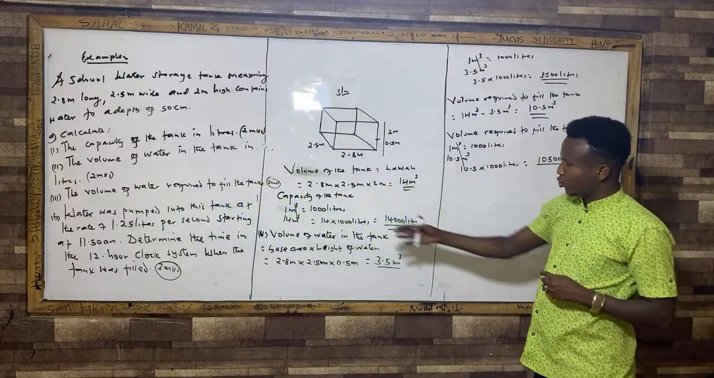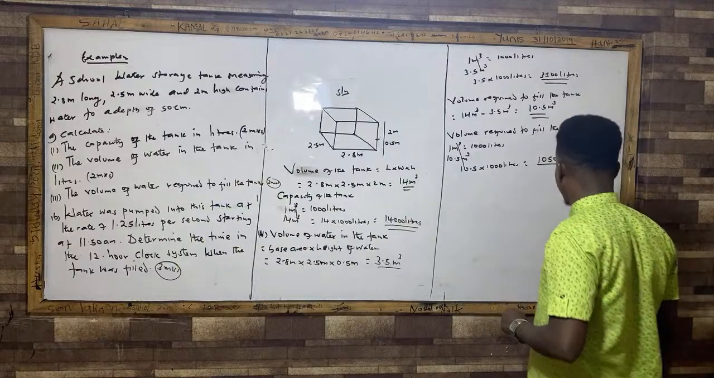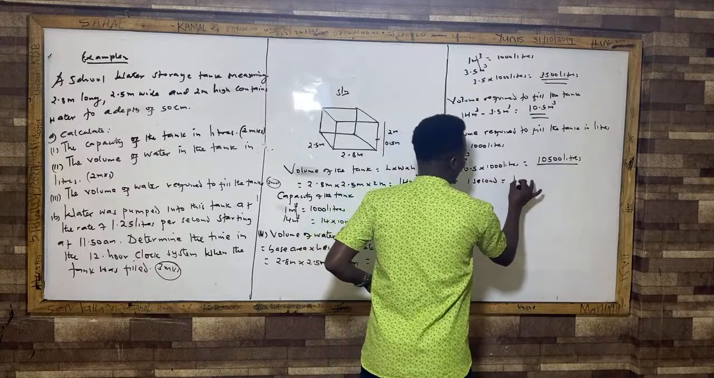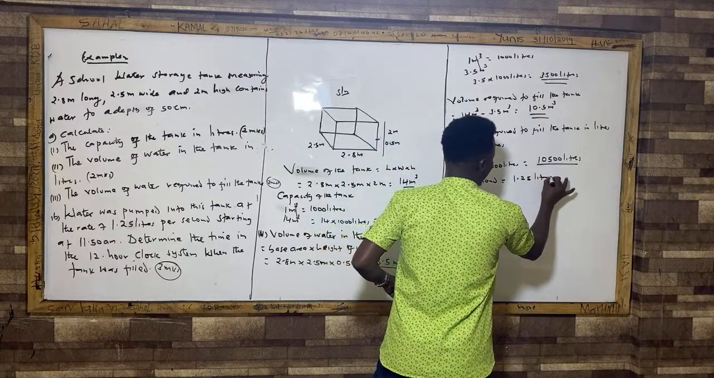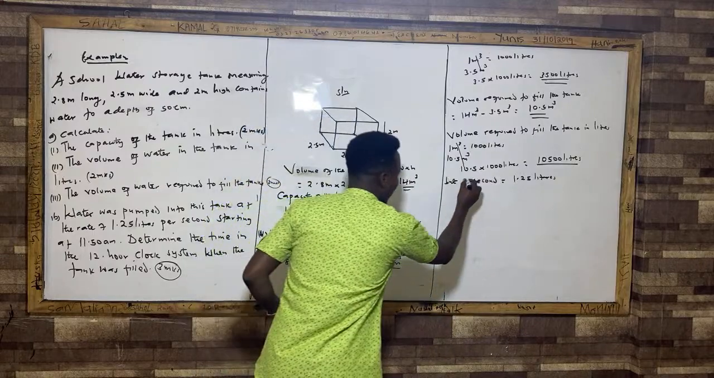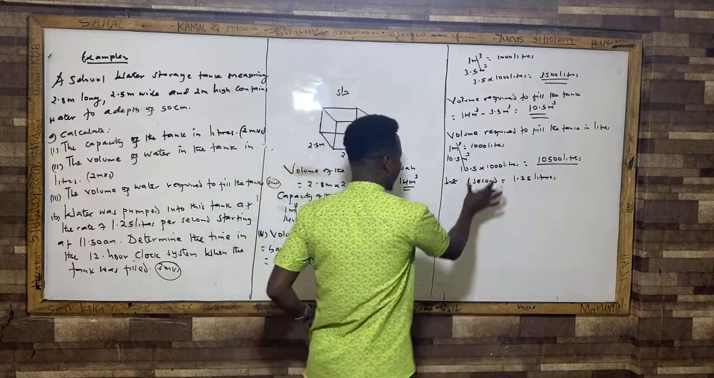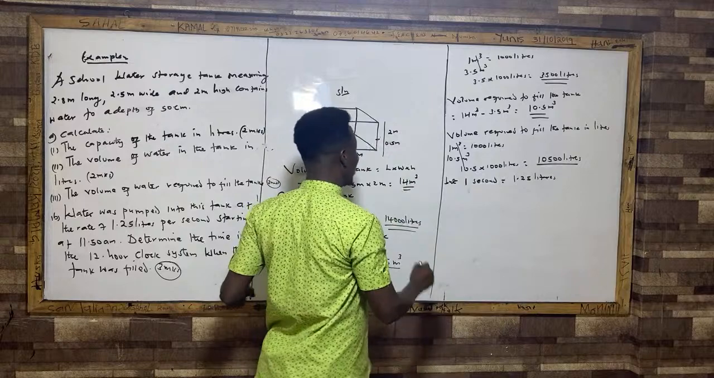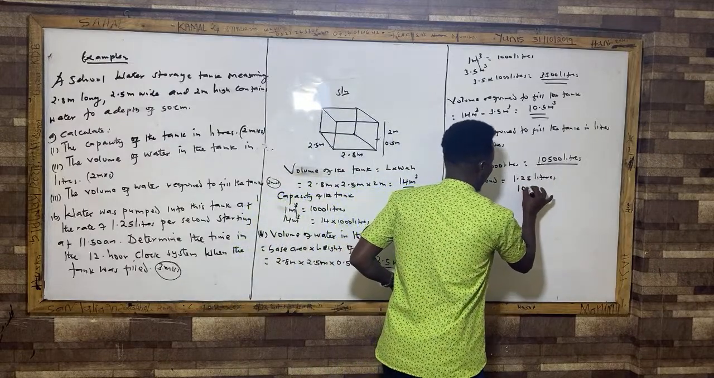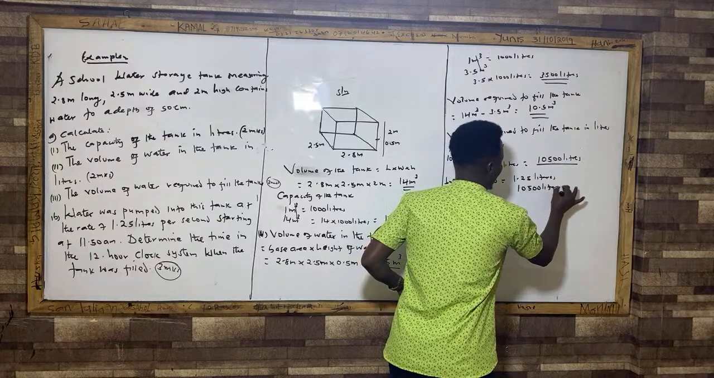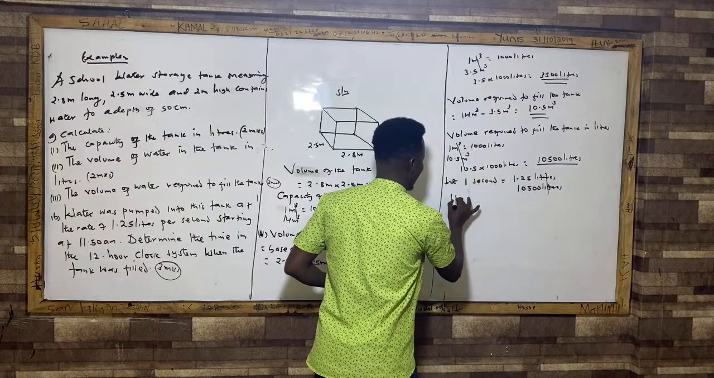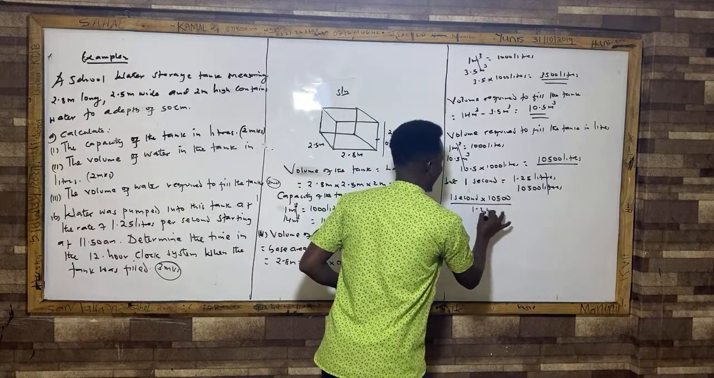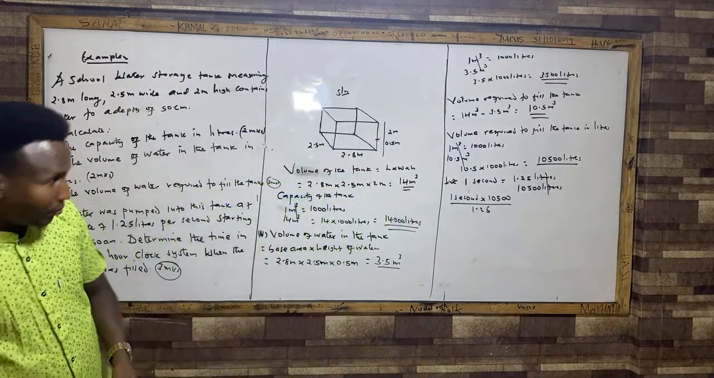Why are we converting? Because our rate of pumping is in liters. But 1 second is equal to 1.25 liters. This is the rate of pumping. 1 second is equal to 1.25. What about this one? For how long will it take to pump 10,500 liters? Cancel this again. So it's 1 second times 10,500 divided by 1.25. Let me get the time taken.